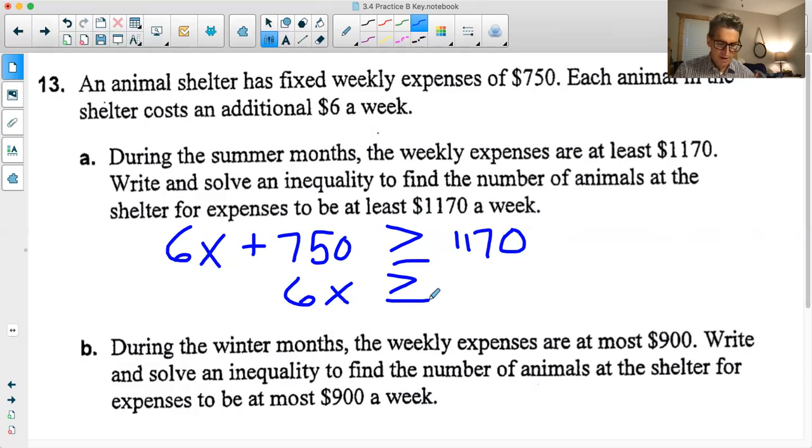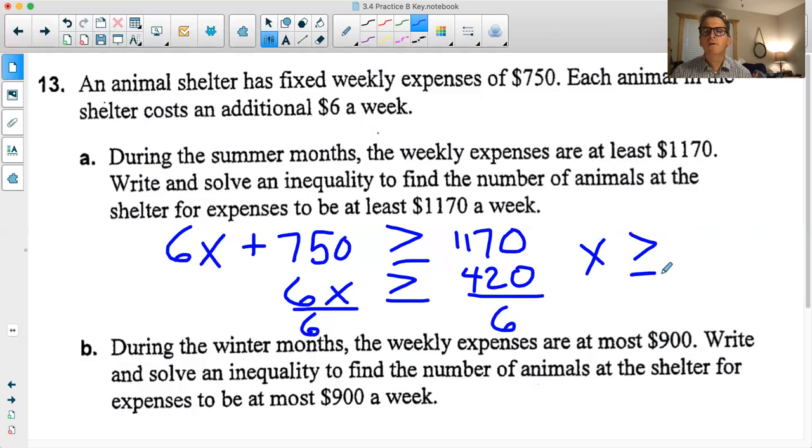We have 6x has to be greater than or equal to $11.70 minus $7.50. That's 420. Now we're going to divide by the 6. And it says there that x, the number of animals, has got to be greater than or equal to 70.